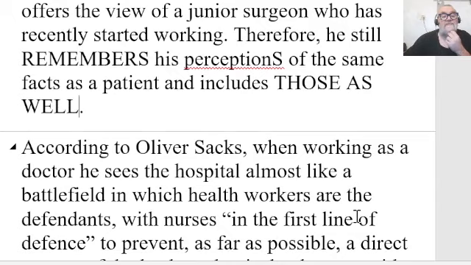According to Oliver Sacks, when working as a doctor, he sees the hospital almost like a battlefield in which health workers are the defendants. The defendant is a person in court: you are accused by the police and you go to court. So the health workers are the defenders, in which a battlefield, in which the health workers are the defenders.